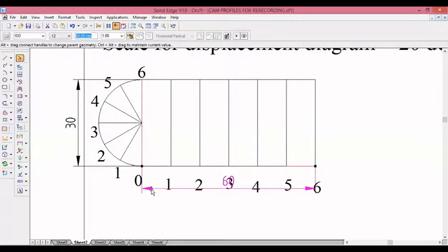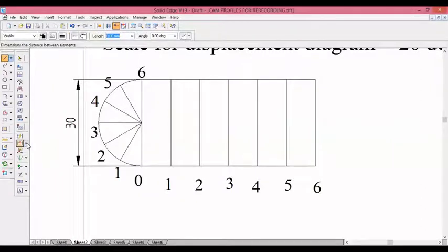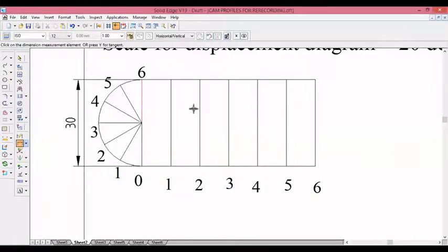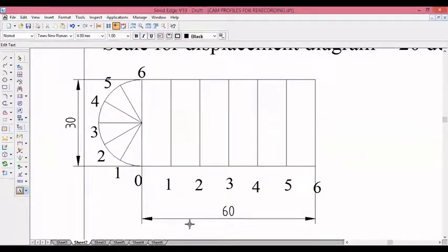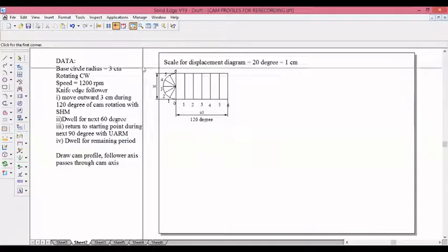And this dimension I will delete, and you have to show the dimension as 120 degree. Actually, the distance from here to here is 60 mm. So 60 mm means it is actually 120 degree. So you need to write 120 degree as a dimension. So this is the division we have done.